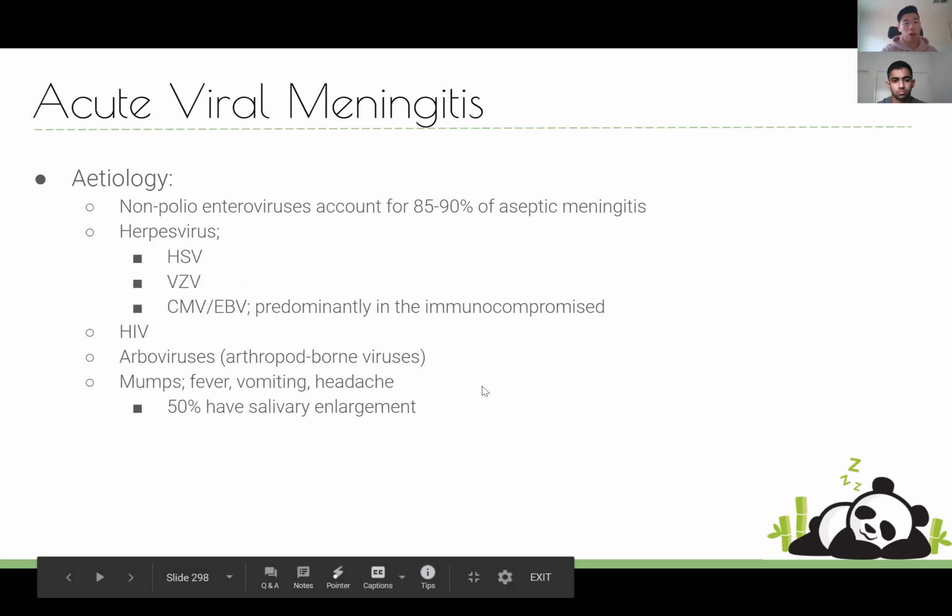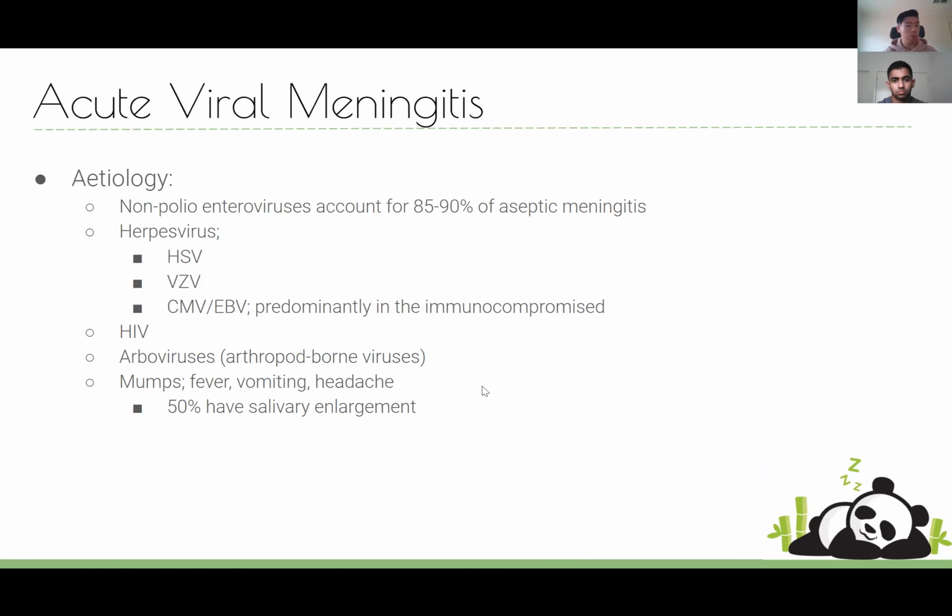All right, so acute viral meningitis is caused by other things. So non-polio enteroviruses, herpes viruses, HIV, et cetera, et cetera. Mumps will give you salivary enlargement. HIV will generally have a history, in terms of things that will give it away, as well as other things, the history.